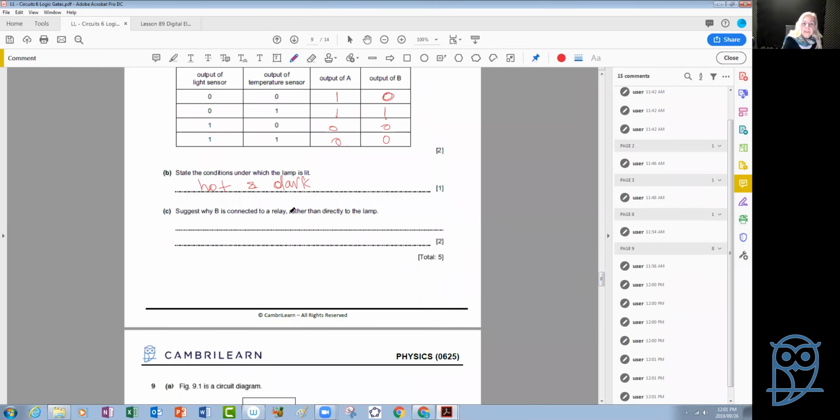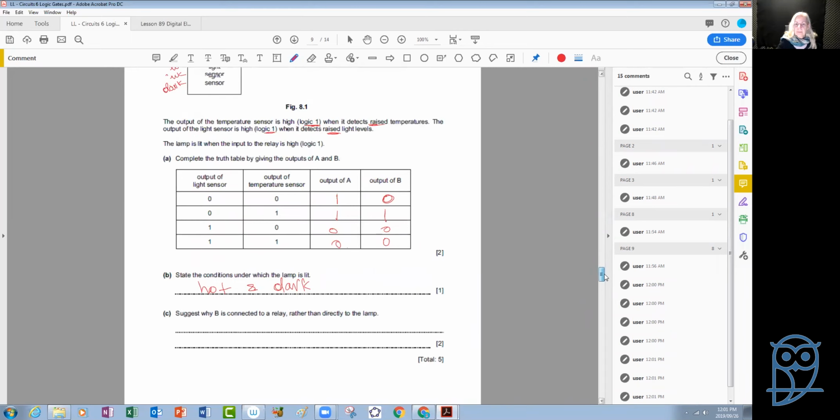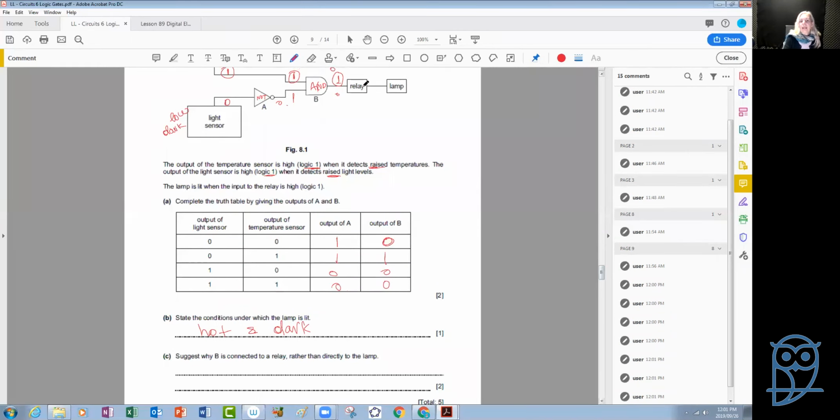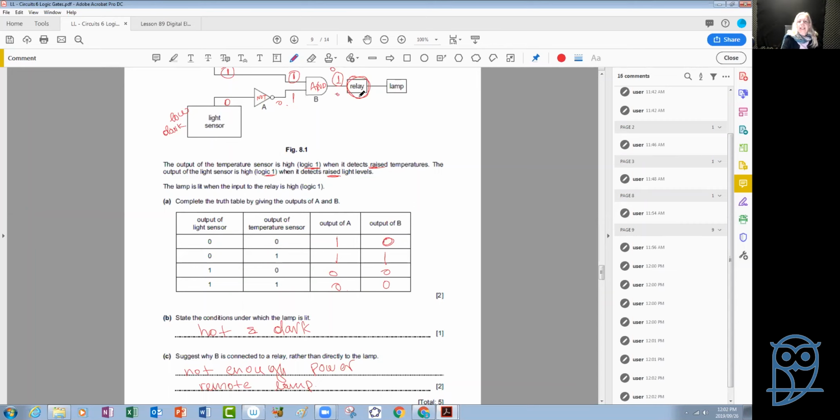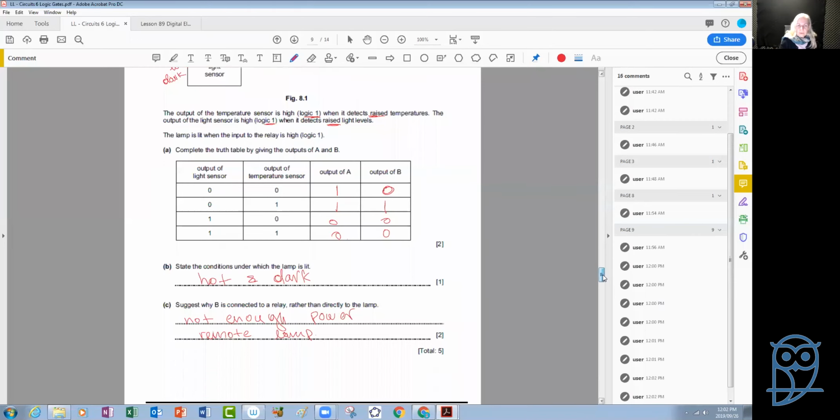Suggest why B is connected to a relay rather than directly to the lamp. Why is there a relay between B and the lamp? Well, perhaps this circuit does not supply enough power for the lamp to light up, or perhaps this lamp is in some remote area and we don't have easy access. Perhaps it's a remote lamp. These are normal conditions for including a relay in our circuit. Okay, so these are the two answers.